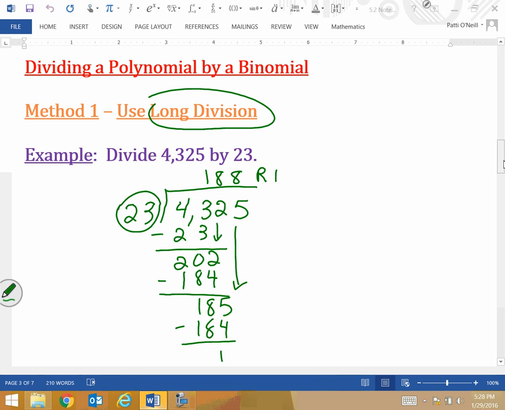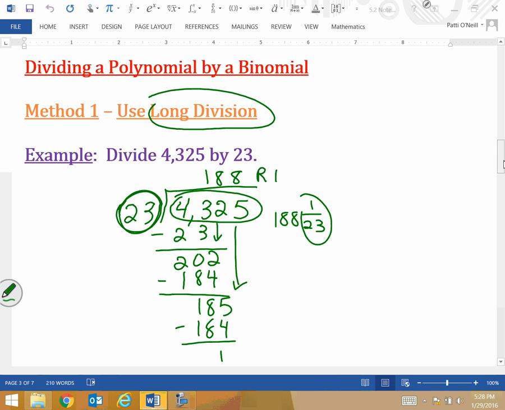So the old-fashioned way was to write it like this. We can also say that the quotient is 188 and 1/23. This is our remainder written over our divisor. If you remember, this number here, the 4,325, is called the dividend, and the 23 is called the divisor.